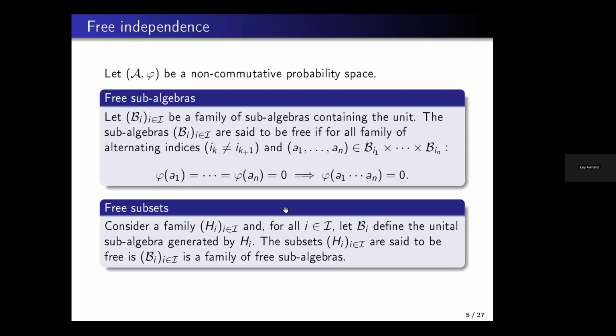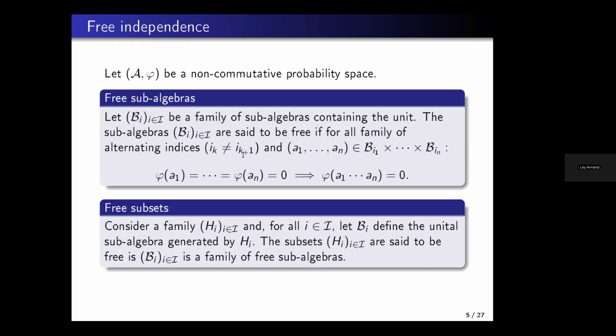So it's quite a formal definition. You have your non-commutative probability space (A, phi), and you say that a family B_i of subalgebras containing the unit is free if for all families of indices i_1 up to i_n which are alternating, that means that i_1 is different from i_2, i_2 is different from i_3, etc., and for all families of elements a_1, ..., a_n so that a_k is an element of your subalgebra number k, B_{i_k}, if all your elements are centered, which means phi(a_1) is equal to 0, phi(a_2) is equal to 0, and so on, then the product of your elements, a_1 times ... times a_n, is also centered, which is the implication you can see on the screen.